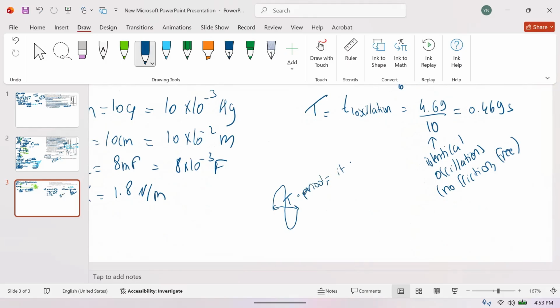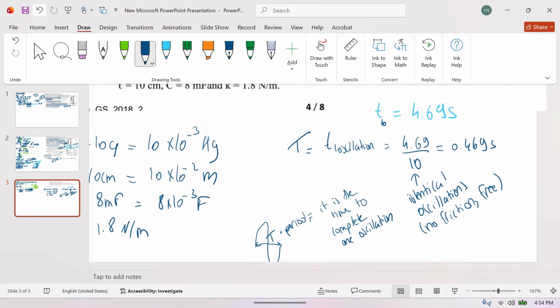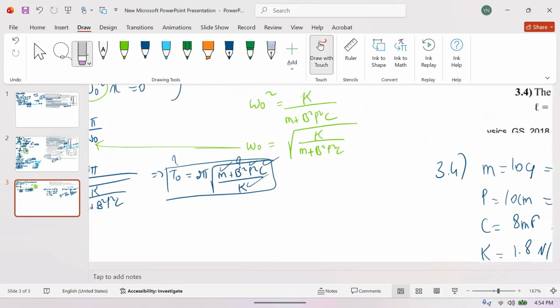It is the time to complete one oscillation. You cannot say distance, it's the time. Since one oscillation took 0.469, we know T. We know T0, so here we can remove its question mark. We know it, so I can get B from that.